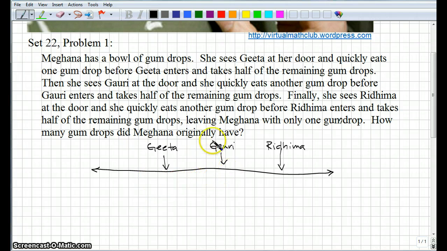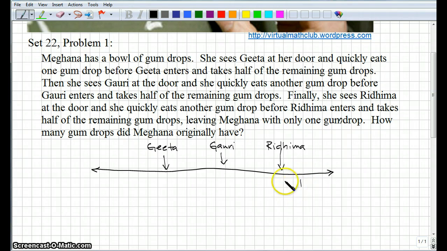But it's the only one place where we know exactly how many gumdrops she has, at the very end. We know that after Redima enters, and she shares some gumdrops with Redima, she has one left. Okay? So we can just say, okay, we got one here, and let's work backwards. And working backwards is often a good strategy for solving problems. So let's think about this backwards.